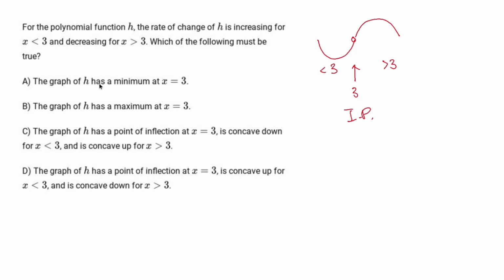The graph of h has a minimum at x equals 3? No. The graph of h has a maximum at x equals 3? No. The graph of h has a point of inflection at x equals 3. Is concave down for x less than 3? No. And concave up for x greater than 3? No. The graph of h has a point of inflection at x equals 3? Check. Concave up for x less than 3? Check. And concave down for x greater than 3? Check, check, check. That's how you do that one right there.